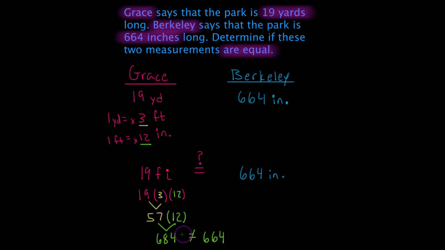And since they aren't equal, I'm not going to write not a solution, because the question's saying determine if the two measurements are equal. So I'm actually going to respond by saying, hey, they are not equal. But what isn't equal? Well, Grace's value, 19 yards, and Berkeley's value, 664 inches.